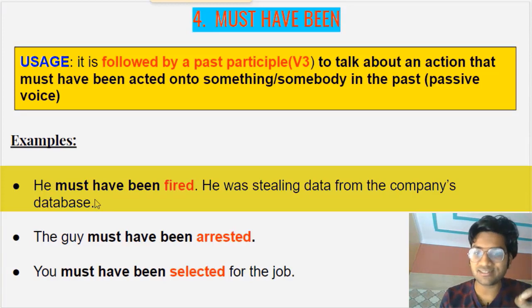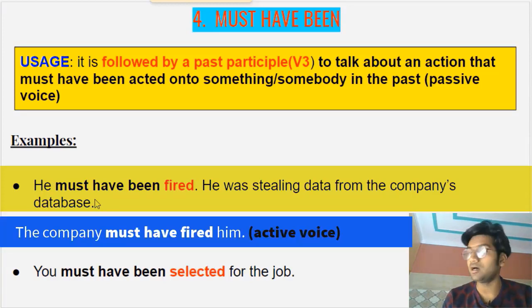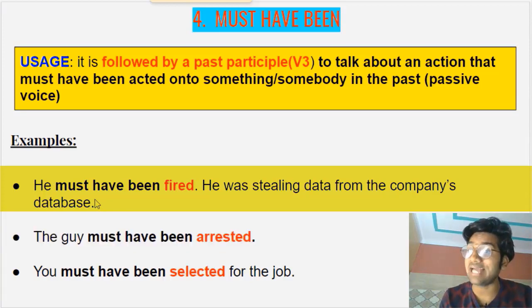If I want to write this sentence in the active voice, I can do it. I can say, the manager must have fired him. The manager or the company must have fired him. But I do not want to focus on the person who must have done this action. I want to focus on the person or the thing the action must have been acted upon, and he's that guy. He must have been fired because he had been stealing data from the company's database. I'm quite certain about this action. He must have been fired by somebody else.